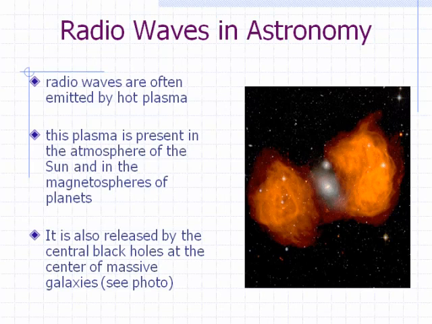Here's an actual picture of a galaxy, and we can see the visible light in white. It doesn't look very impressive. It just looks like sort of a fuzzy blob. But beyond that, we can actually see two huge radio lobes surrounding this galaxy, and these are the result of a black hole at the center of the galaxy.